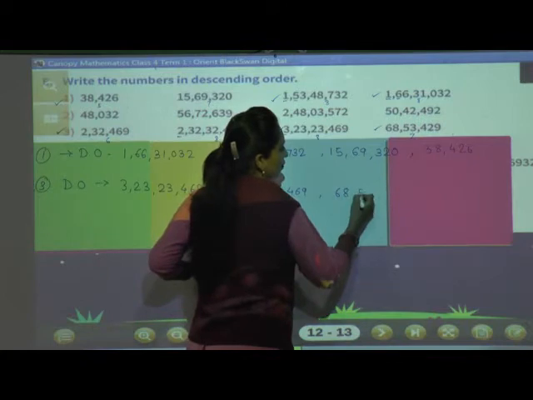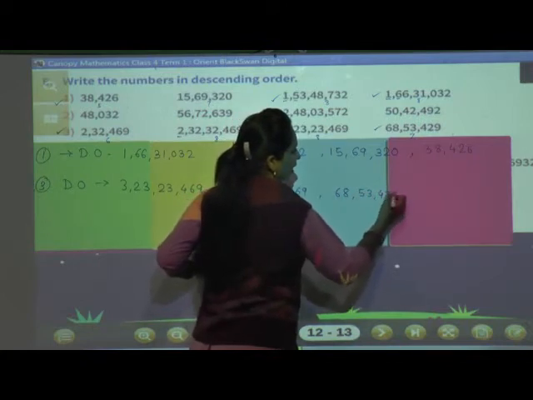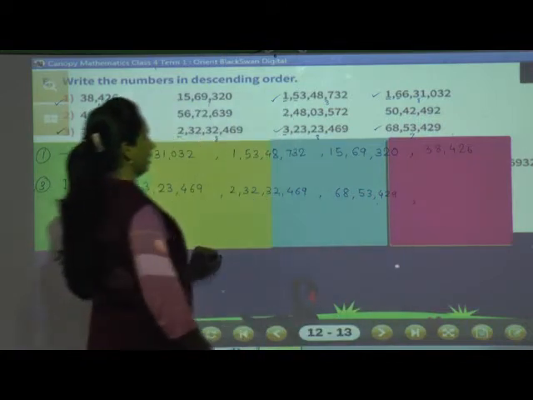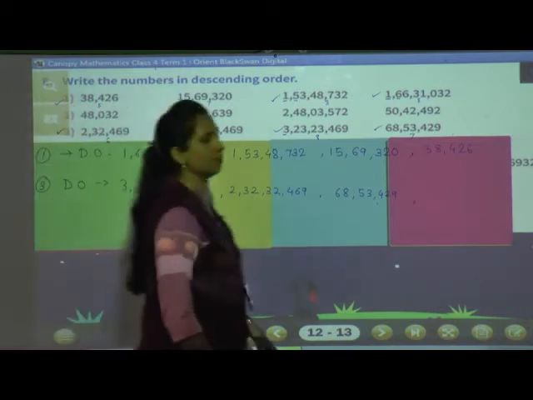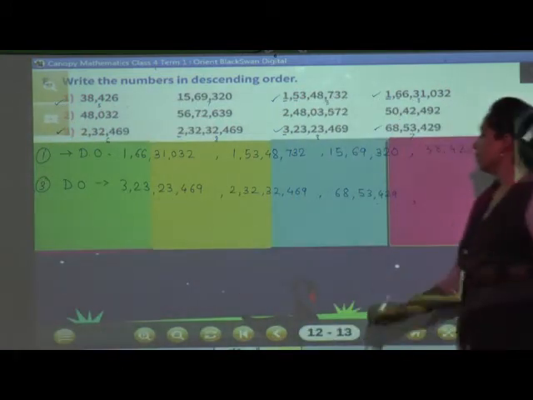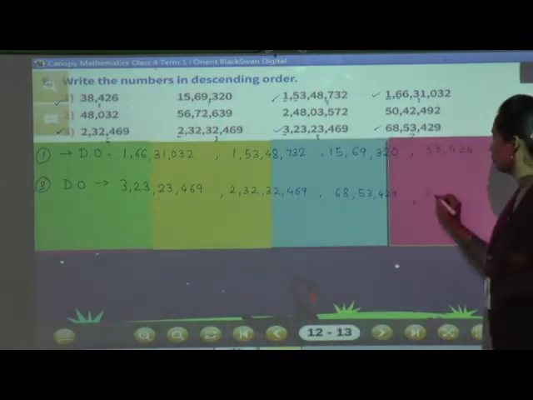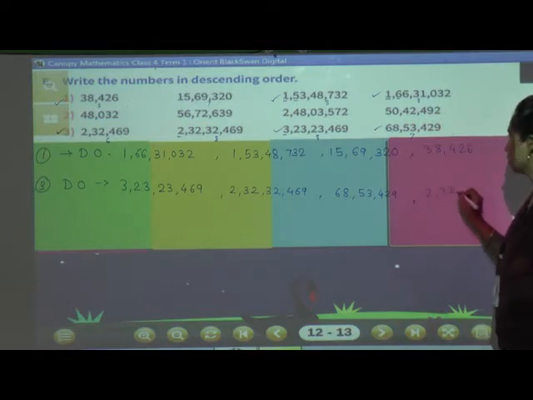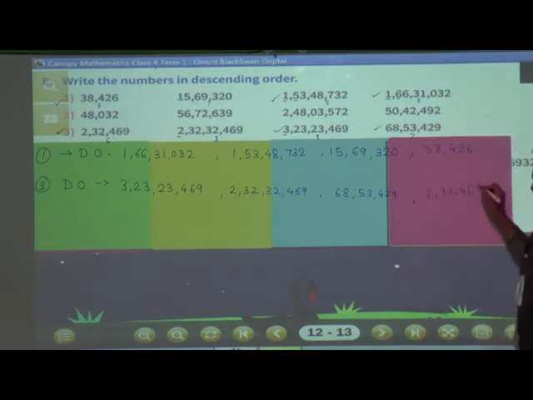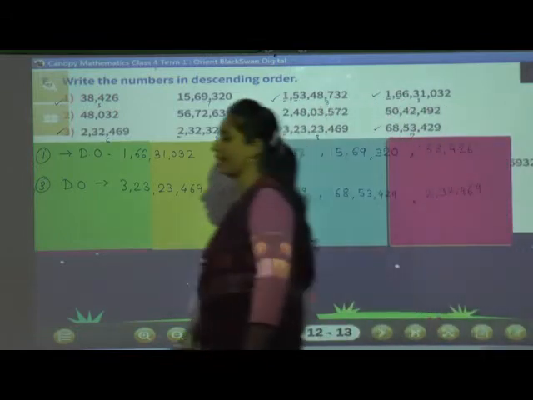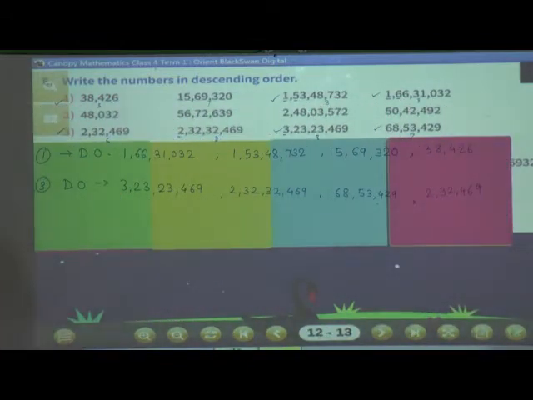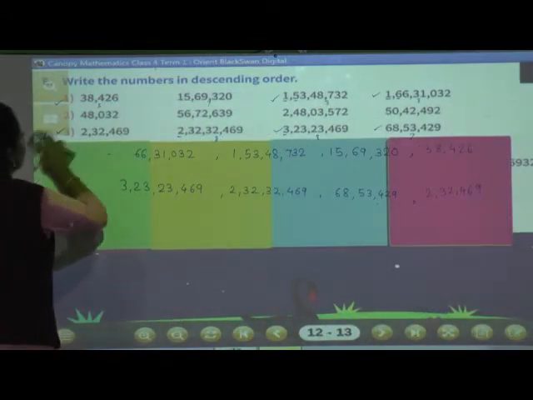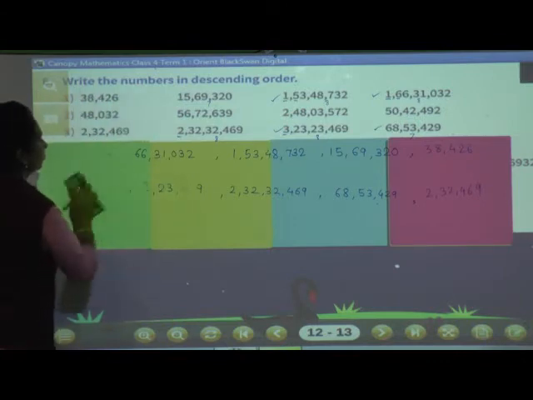68 lakhs 53,429. And at last, what is remaining? 6 digit number. What is that? 2,32,469. Understood? Clear? Is it clear everyone? Yes, very easy. And the second one, you are going to solve on your own. Shall we move to the next question?